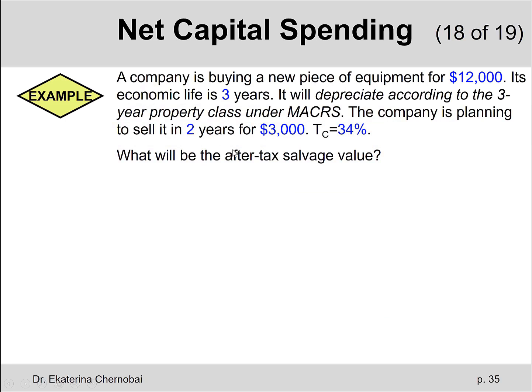Let's look at the same example we had earlier for the straight line depreciation method and change one thing about it. This time, the equipment that we will be buying will depreciate according to the 3-year property class under MACRS. The rest of the information is the same as before. A company is buying a new piece of equipment for $12,000. Its economic life is 3 years. The company is planning to sell it in 2 years for $3,000. The tax rate is 34%. What will be the after-tax salvage value?